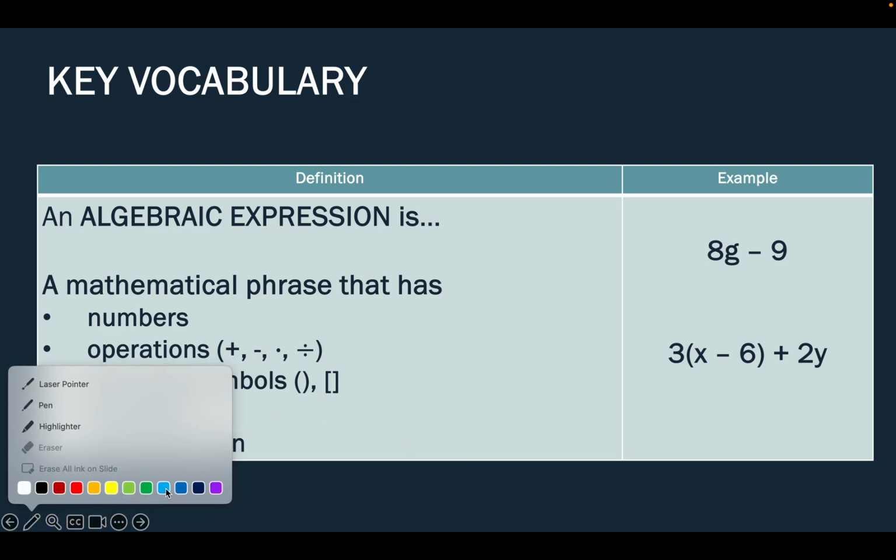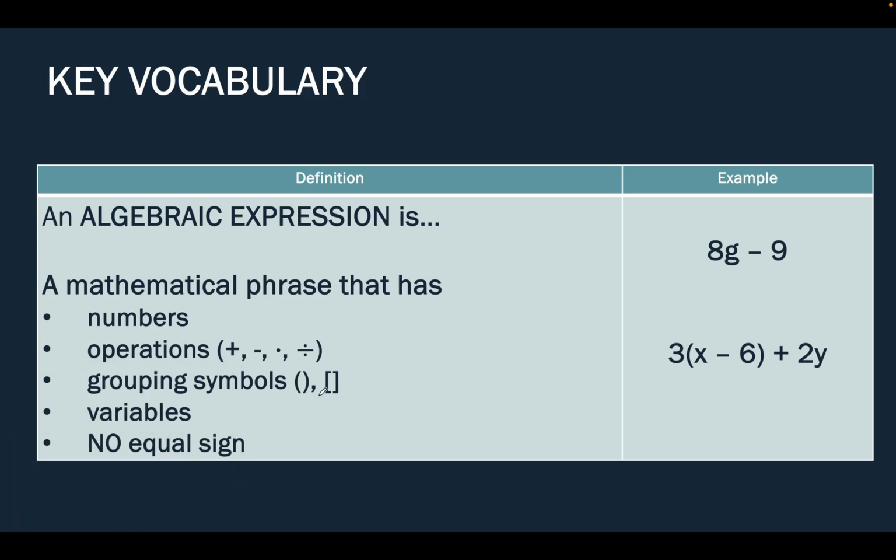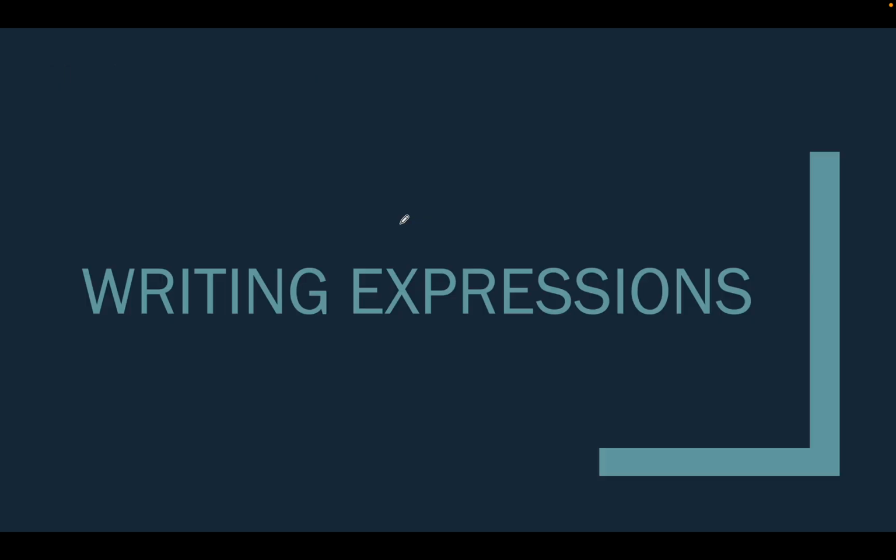So what makes an algebraic expression different is that we will see variables in these expressions, which are letters that represent unknown quantities. We still will see no equal signs because it is an expression and not an equation. First, let's talk about how to write algebraic expressions.